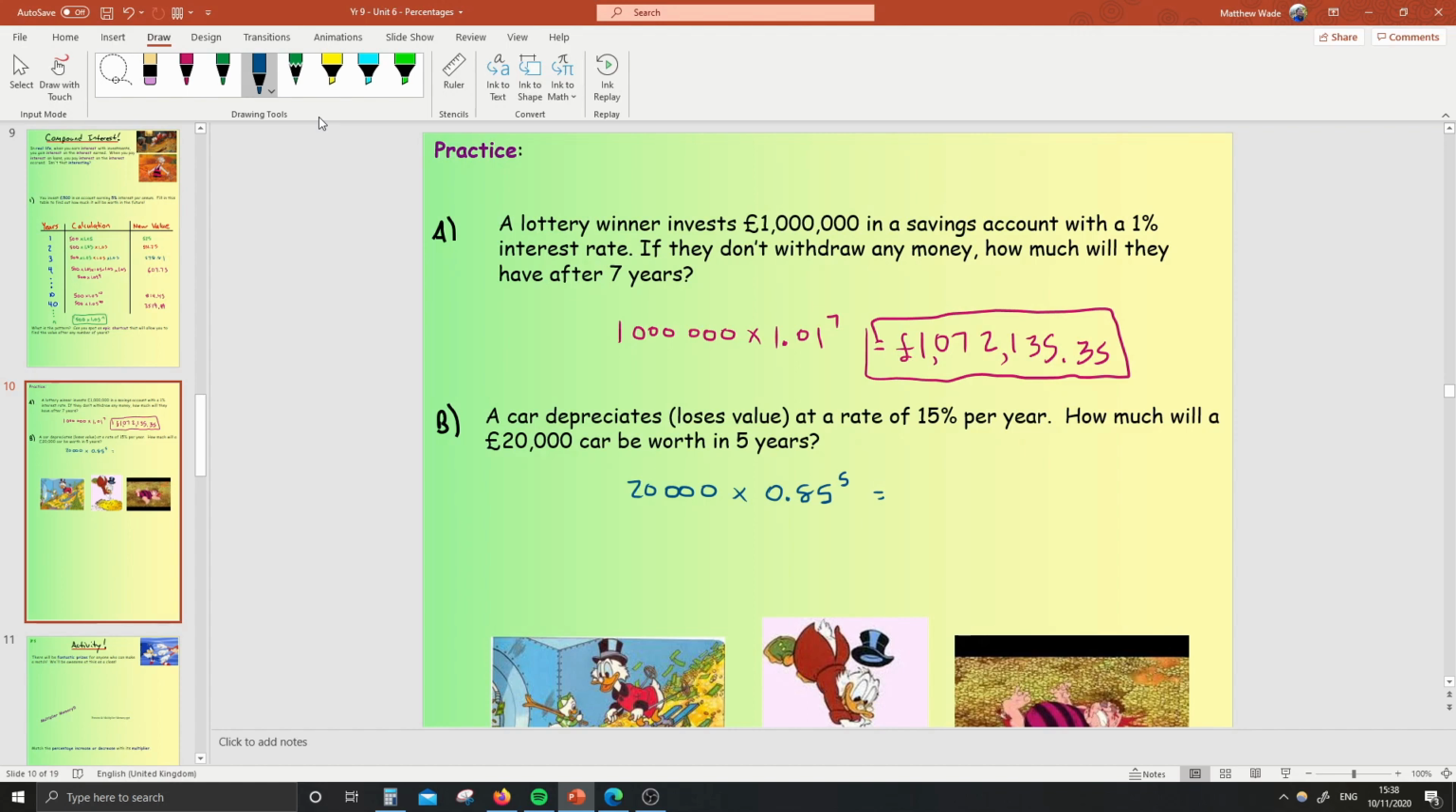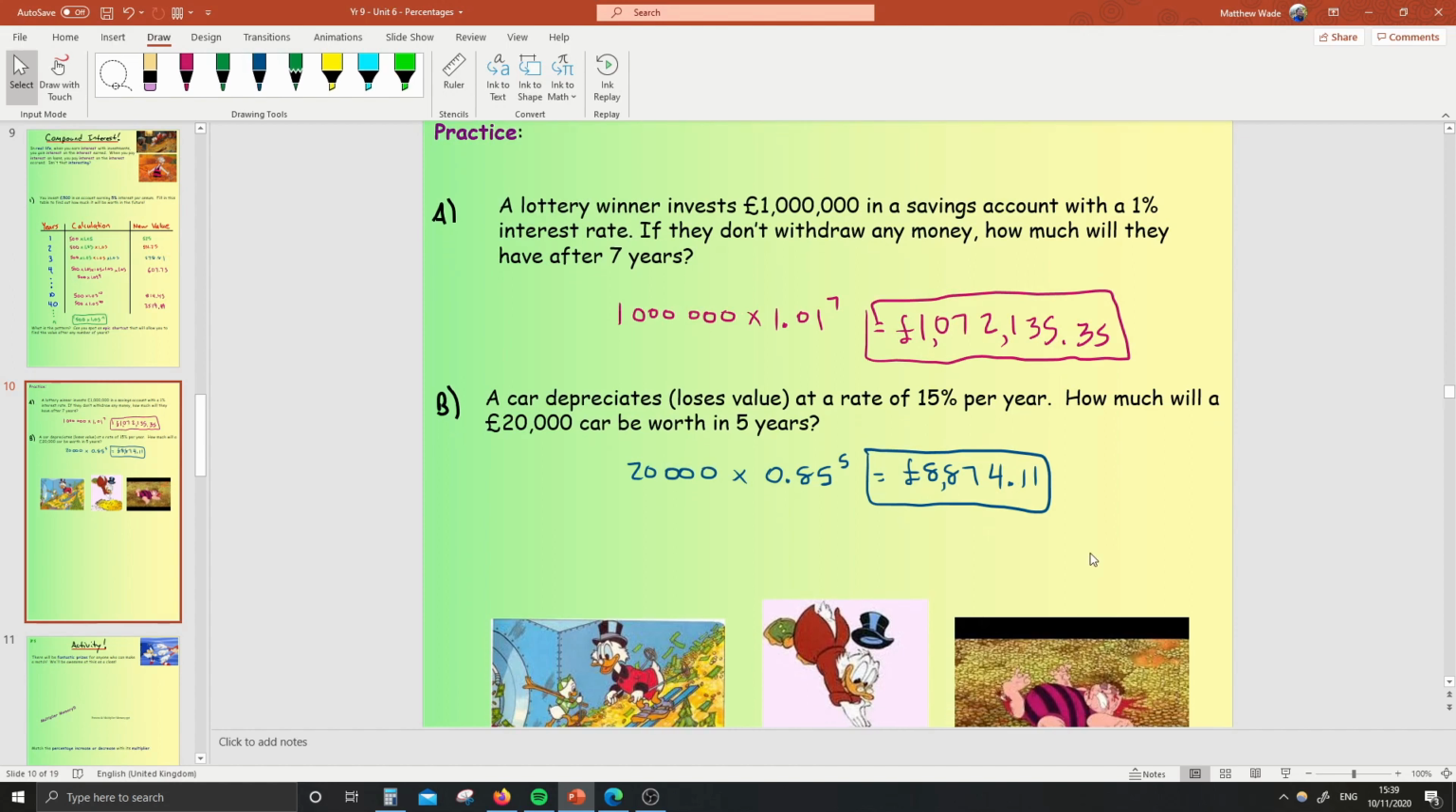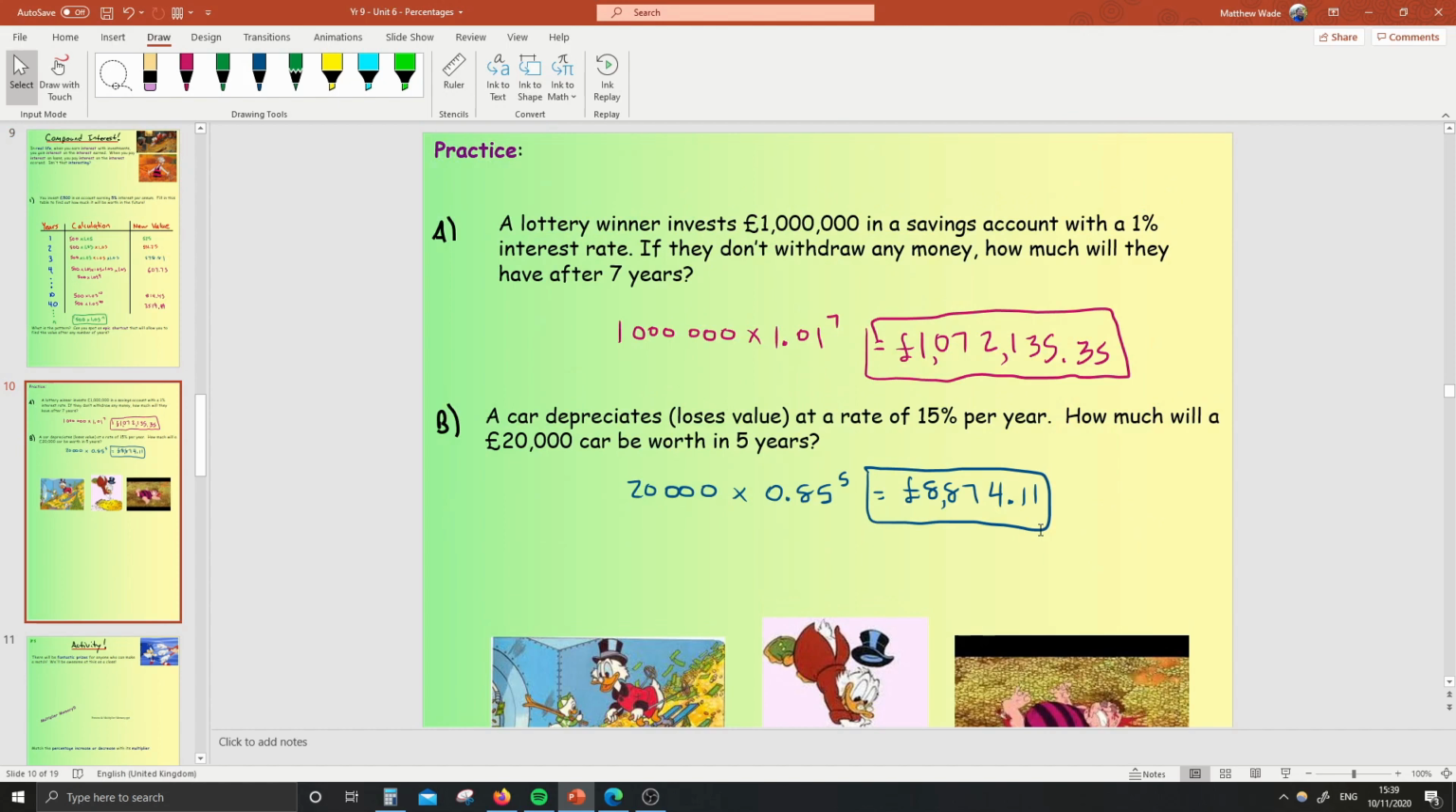20,000 times 0.85 to the power of 5 is 8874.11. So our answer to that question is that our £20,000 car at the end of 5 years is worth £8,874. And that's quite cool. So the car's worth way less, which is why lots of people buy used cars. So happy days, buddies. That's it for today. Essentially all you have to remember is what the multiplier is and raising it to the correct power. And all I'm going to get you to do today is two things.